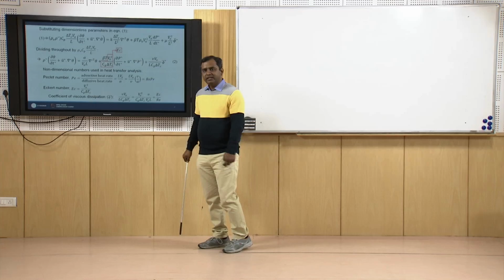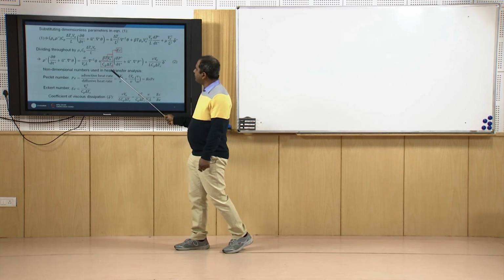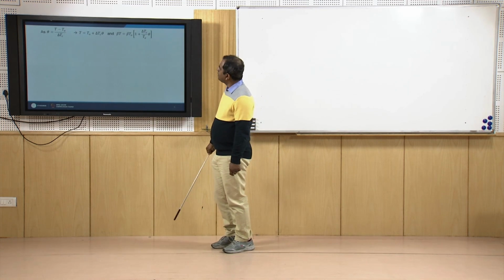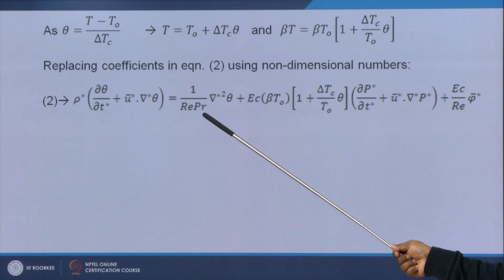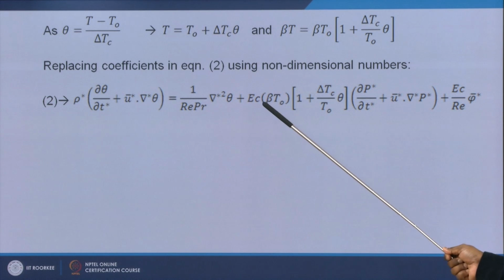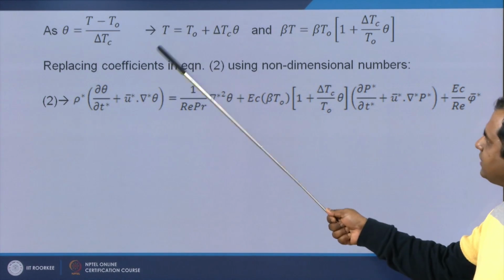So we have seen that different coefficients can be written in terms of the non-dimensional numbers. If we put all these non-dimensional numbers, then we get this equation. Here we have 1 by Re Pr, which is nothing but the Peclet number. Here we have the Eckert number, and here we have Eckert by Reynolds number. For beta t, we are doing this type of approximation.